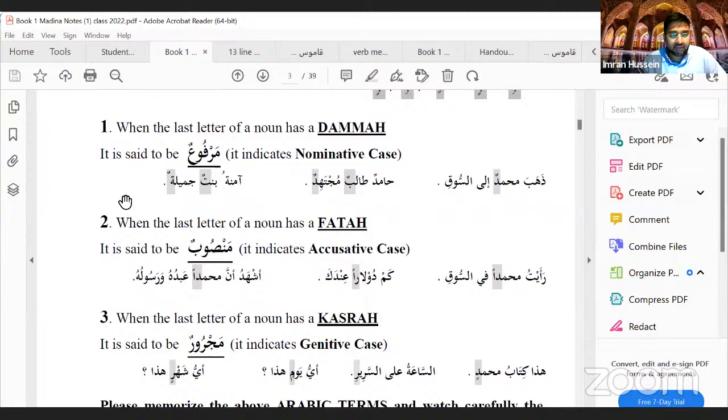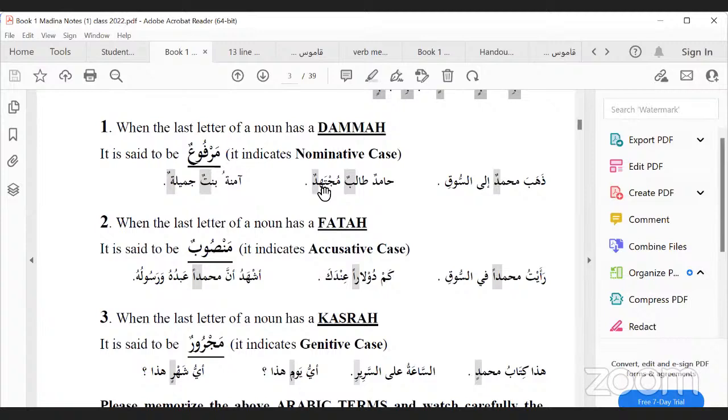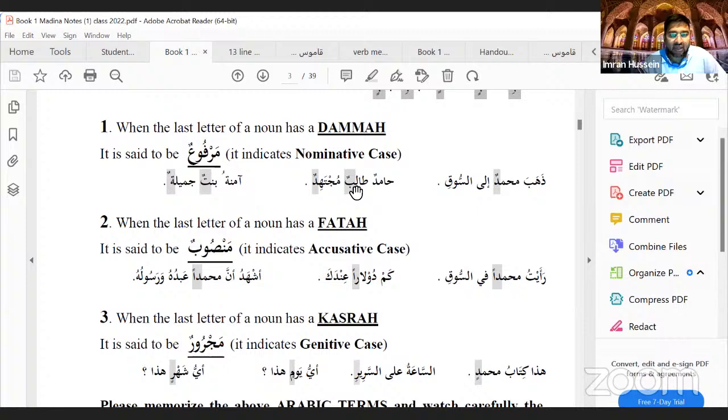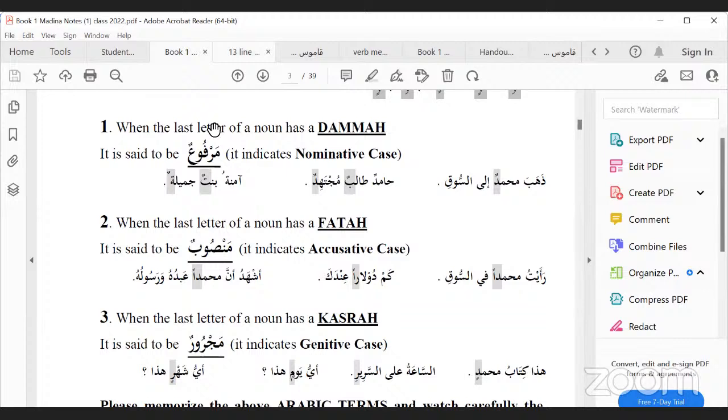Can you see this? When the last letter of a noun has a dhamma, it is said to be marfu'un. Aminatu bintun jamilatun. This is called halatul marfu. Hamidun talibun mujtahidun. We did this already. Hamid is a student. What type of student? Hardworking. So sifa mujtahidun is an adjective for describing the student itself. So this is called halatul marfu. Sister Samina? Yes, it's okay.